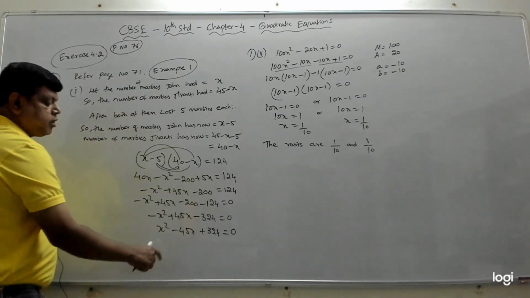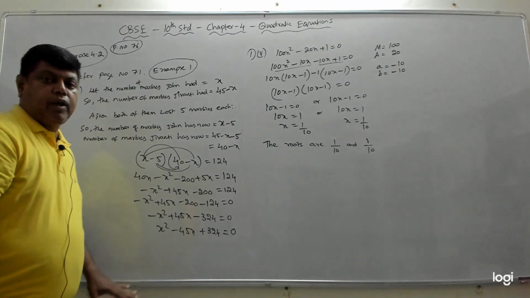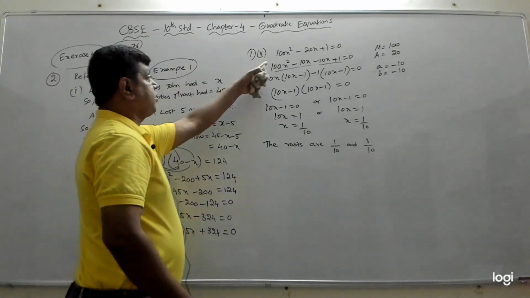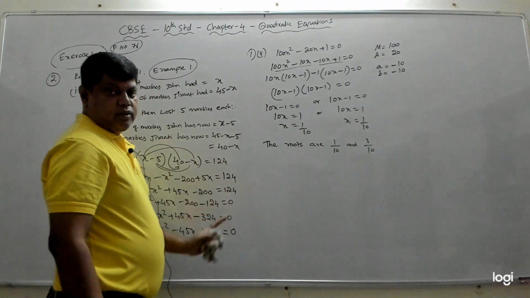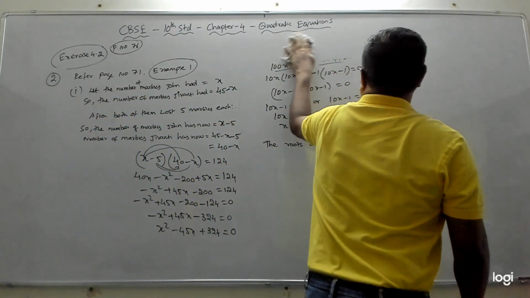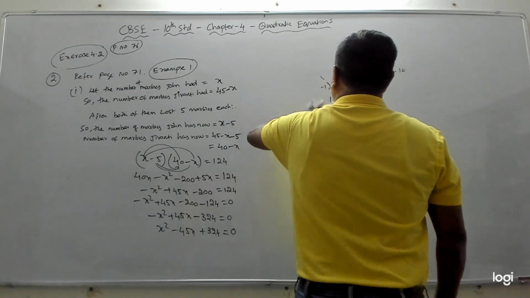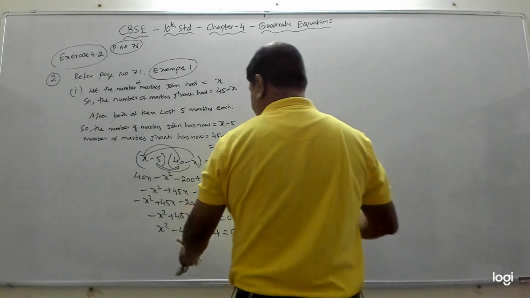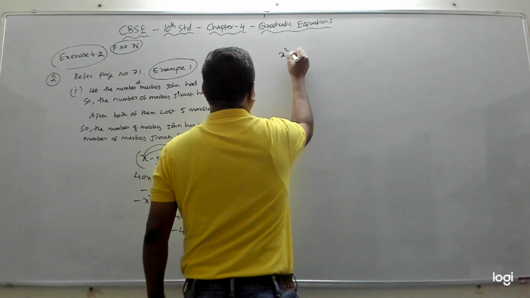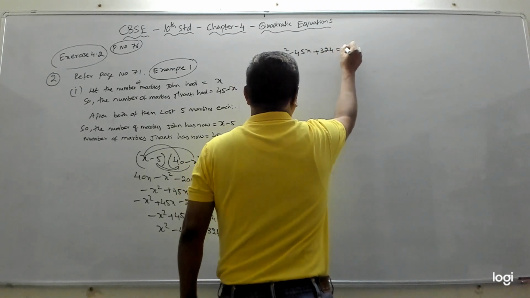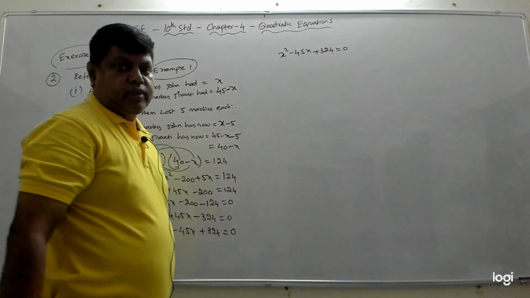Now we should solve this equation. We should factorize this and find the value of x. This problem has become finding the roots of the quadratic equation. Roots means the solution, which will give the value of x. Now I am writing the equation again: x square minus 45x plus 324 equal to 0. Now how do we factorize?